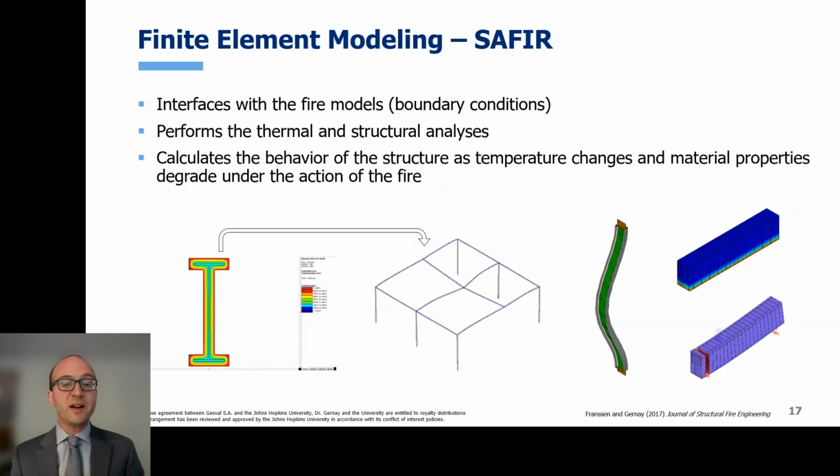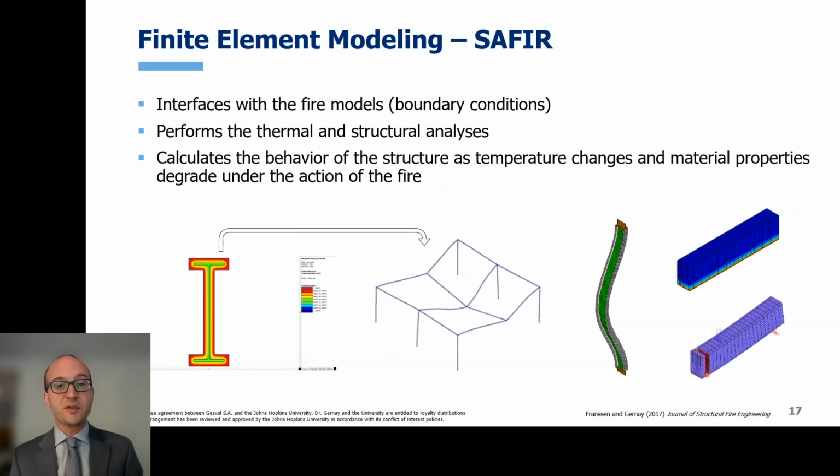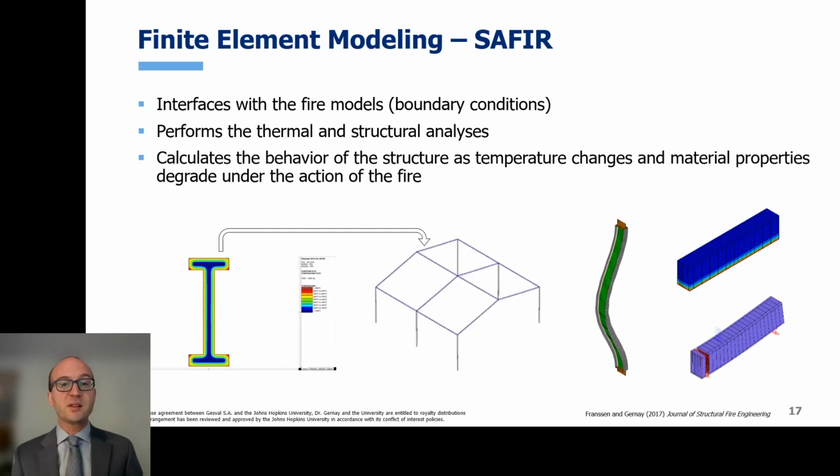So when using a finite element software like Sapphire, the fire models serve as boundary conditions. And then Sapphire reads outputs of fire models, for example, gas temperature or heat flux, radiant intensities, and it assigns these at the boundaries of the structural members to complete the thermal analysis.